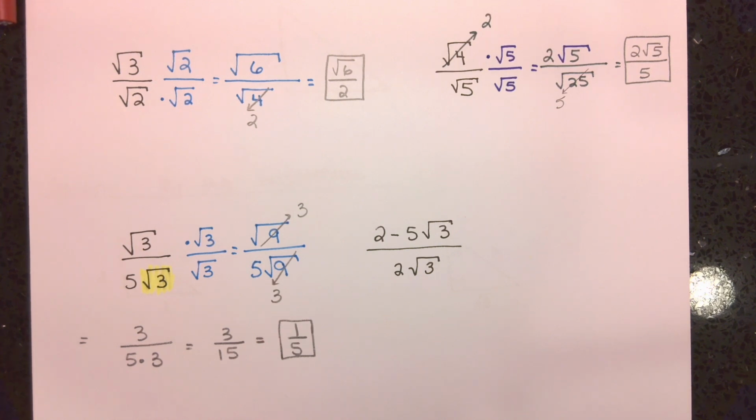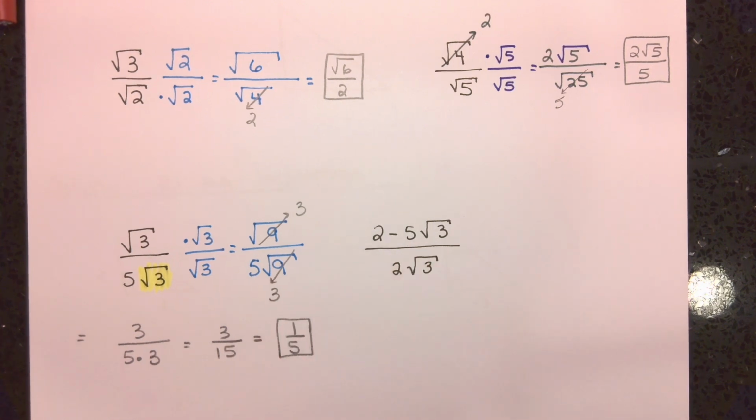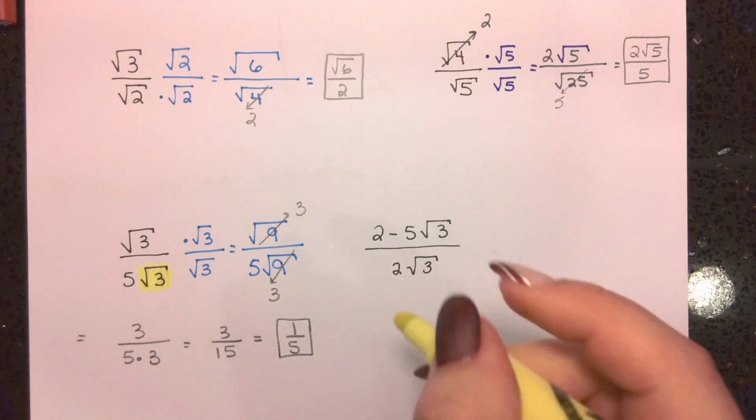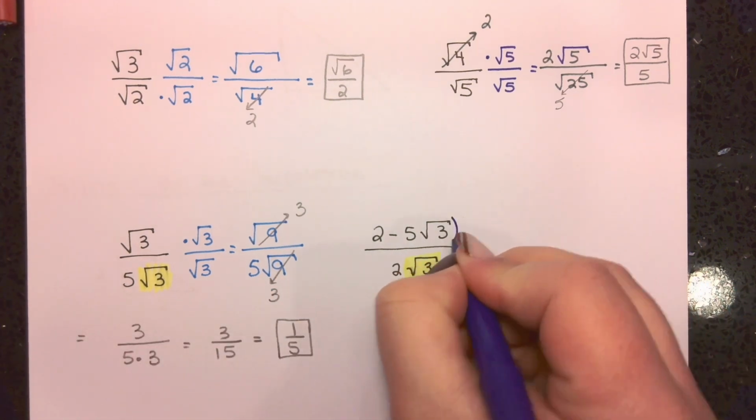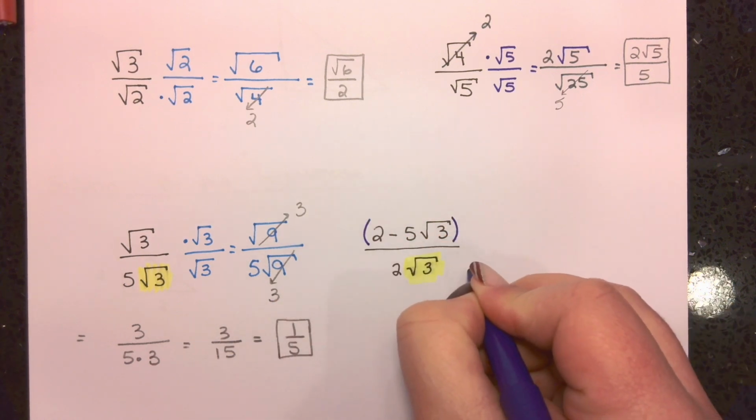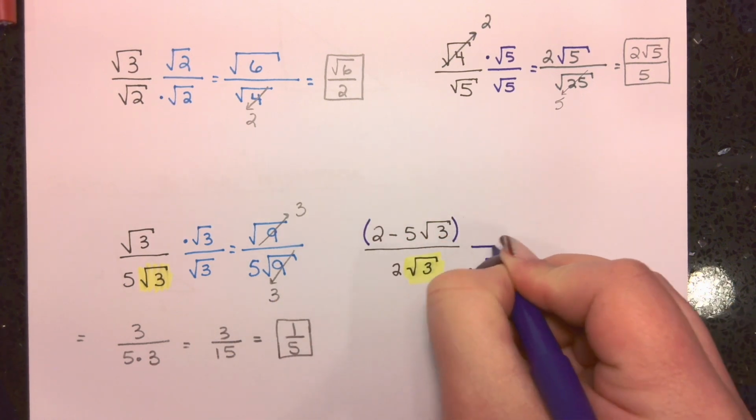Now be careful on the next one. There is a binomial in the numerator. That means you're going to have to distribute. But just like the previous examples, just take the radical in the denominator, take the square root. Everything else is fine. And I'm going to put parentheses around here so I don't accidentally forget to distribute.